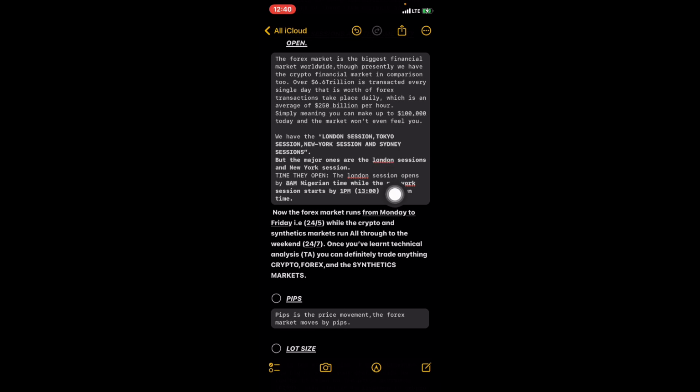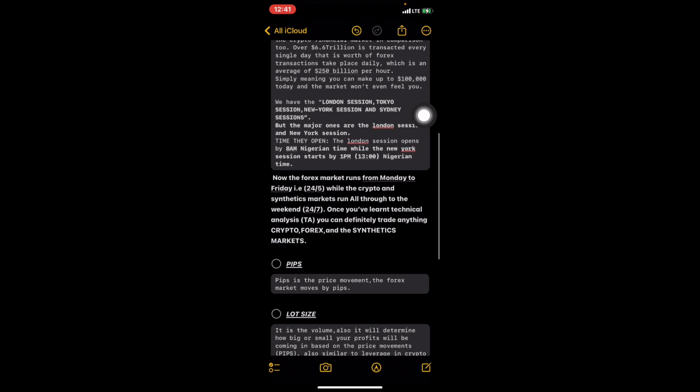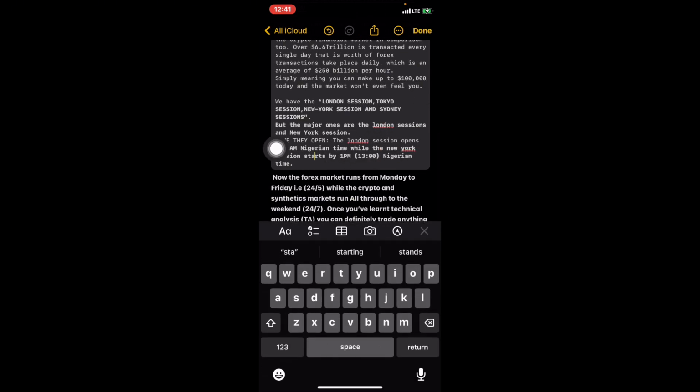We have the JPY pairs, that's the Japanese yen, that's the Tokyo session. We have Sydney, where we have the Australian dollar, and the likes of them. So having this basic knowledge of the time to trade, the time to enter a market, will keep you ahead and give you leverage over other common traders that are just coming up. Now, like I said, the major ones we trade are the London session and the New York session.